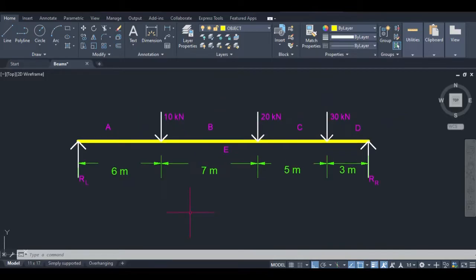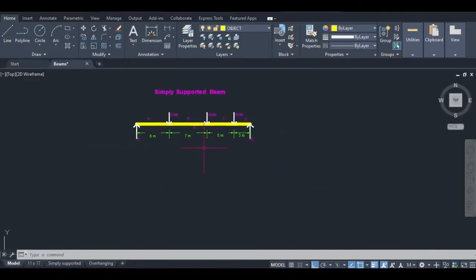In general, you would have gotten a question on paper, and then you'd need to draw up your beam. So that's what I did here. I put my beam in AutoCAD, and now I'm ready to go and work on getting the value of the reactions. So first thing I'm going to do, I'm going to be drawing what is called a load line.